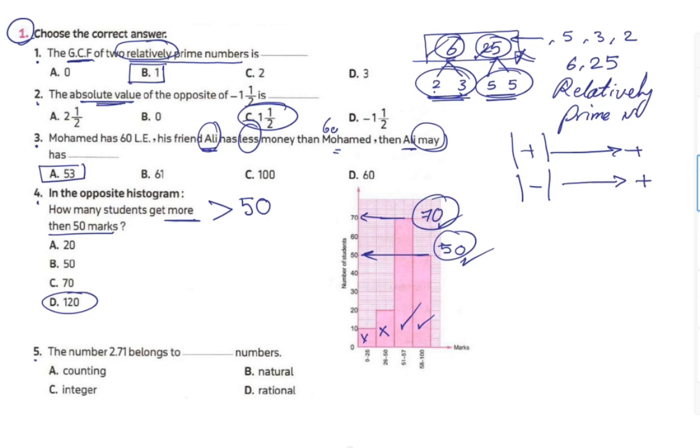Point number 5. The number 2.71 belongs to what number? 2 point, that means this number is a decimal number. So does a decimal number belong to counting? No. Belong to natural? Belong to integer? Just belong to rational numbers, because rational numbers include positive, negative and zero, and also they have decimals or fractions. Decimal or fraction go directly to rational numbers. Let's go to the next page.